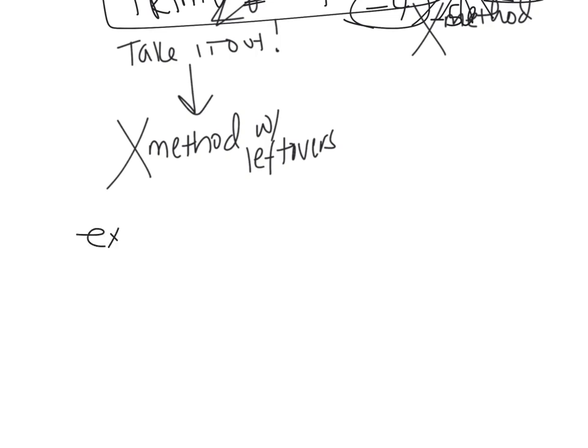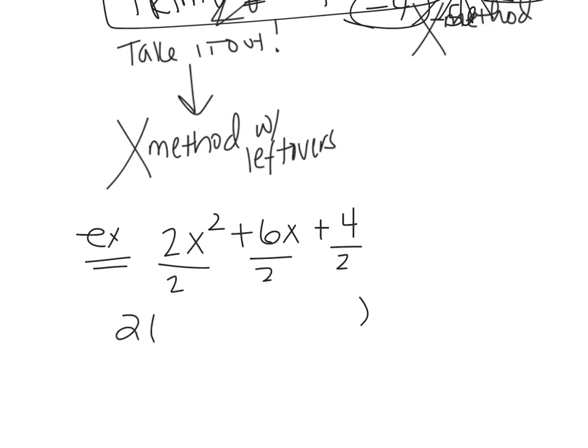The first problem I'm going to look at is 2x squared plus 6x plus 4. First thing I always ask myself, is there a GCF? 2, 6, and 4. Well, sure enough, they all have a 2 in common. So I'm going to divide by 2. So I'm left with x squared plus 3x plus 2.